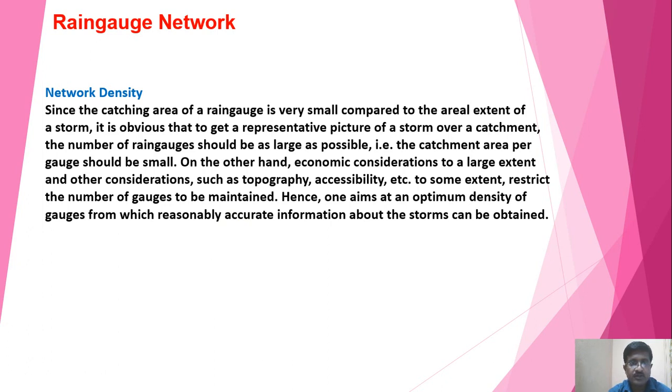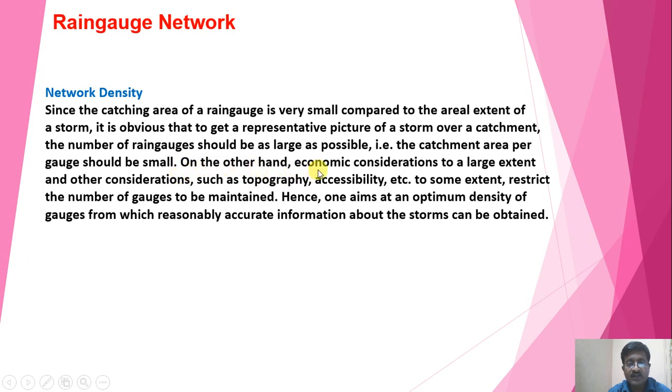What is network density? Since the catching area of a rain gauge is very small compared to the areal extent of a storm, it is obvious that to get a representative picture of storm over a catchment, the number of rain gauges should be as large as possible. That is, the catchment area per gauge should be small.